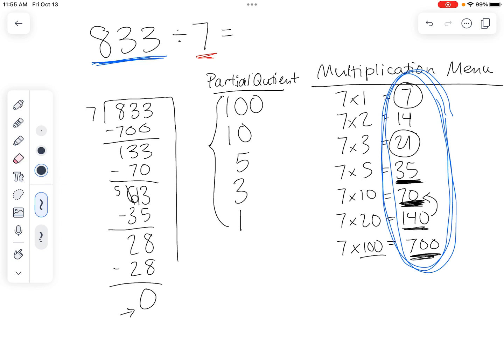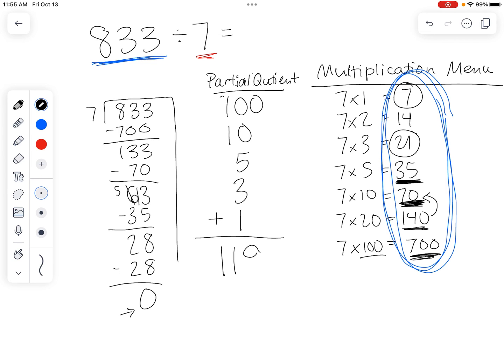The last step I need to do to get my answer is add my partial quotients together to figure out how many groups of 7 it took to get to 833. I'm going to add 100, 10, 5, 3, and 1. And my answer is 119.